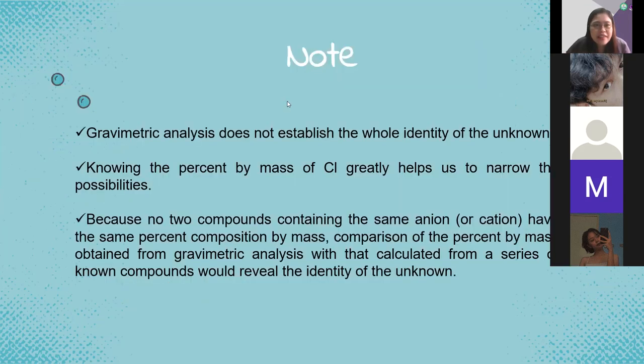Okay? So again, take note, gravimetric analysis will not really establish the whole identity of the unknown compound. Hindi mo naman talaga malalaman right after the testing kung ano talaga ang compound na yon. Pero it will help us narrow down the possibility kung ano talagang compound yun gamit ang gravimetric analysis. Kagaya nung ating example, alam na natin na 47% of that original compound is chloride alone. Hahanapin na lang natin yung remaining 52% na unknown metal. Kasi sa chemistry, wala talagang compound na magkapareho yung kanilang percent composition by mass. So that's the use of gravimetric analysis.